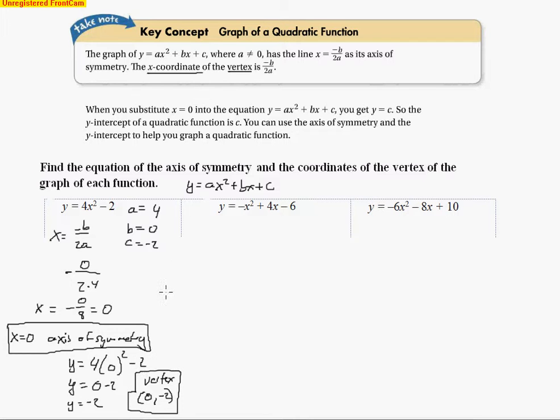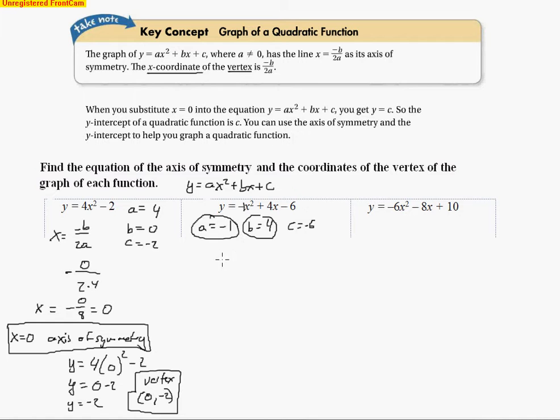So let's take a look at one that has all three numbers here. And the first thing I'm going to do is write down what my a term is. Negative 1, it's the number out in front of x squared. You can always put a 1 in between the negative sign and the x there. And then the b term is positive 4. C is negative 6, but we don't need the c term right now. All we need are these two terms.